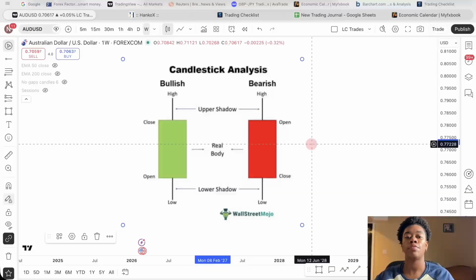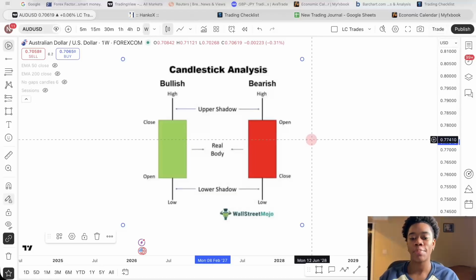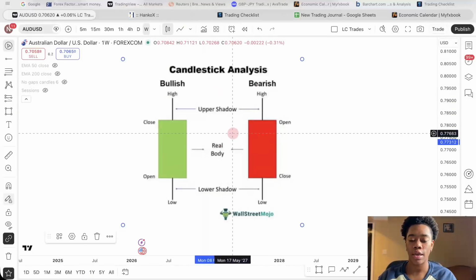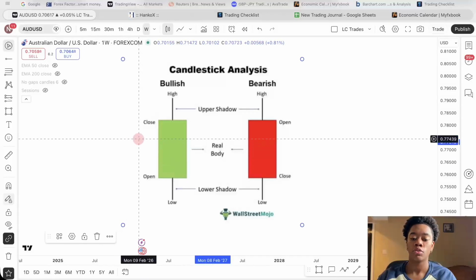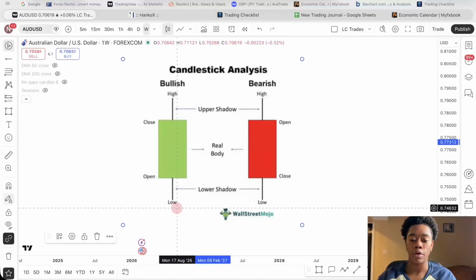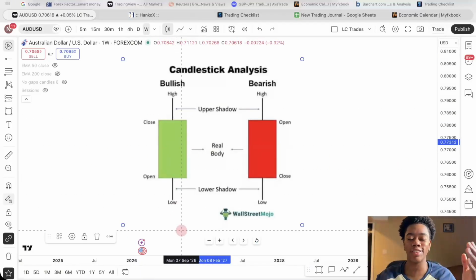Alrighty guys, so I've already taken the liberty of drawing you guys a nice, beautiful picture here. Japanese candlesticks is what they're called, and this is pretty much how they show up on every single chart. You have a body and you have wicks. That's it. It's simple enough, but it's understanding exactly what the body and the wicks mean.